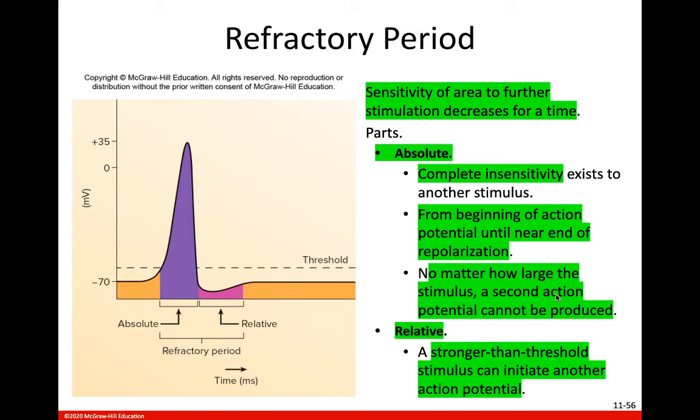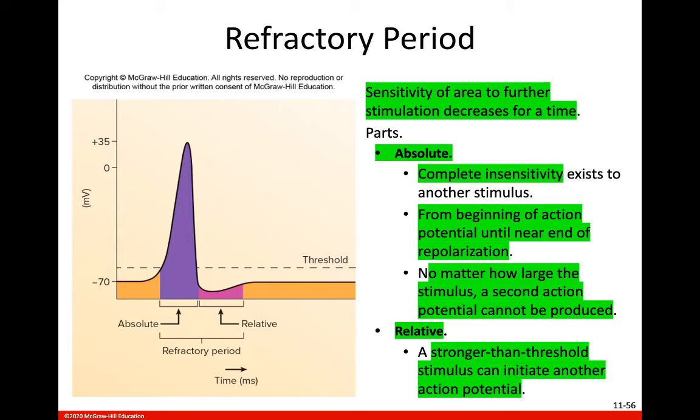We do have a refractory period that prevents our action potential from going in the wrong direction. We want our action potential to go toward the axon terminals at the end of the neuron. We don't want it going backward toward the cell body and the dendrites. What prevents this? Well, we have an absolute refractory period.